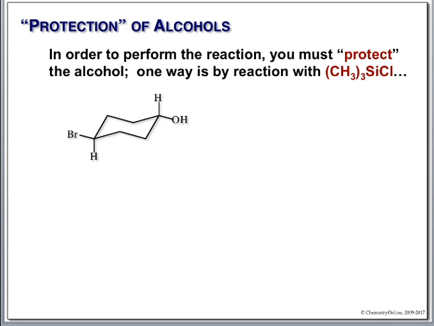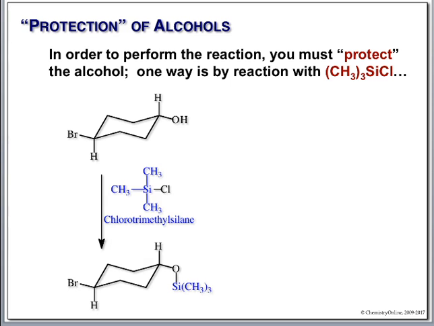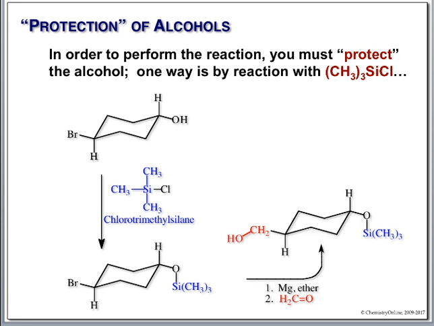O- is going to attack, chloride will leave, and we'll make this stuff. It's a silyl ether. Now as long as you don't breathe on it or do anything funny with it, it's stable. Now we can take this and do Grignard chemistry here. So we can make this into a Grignard reagent. In this case, I added formaldehyde to make the alcohol, and this is still the silyl ether.